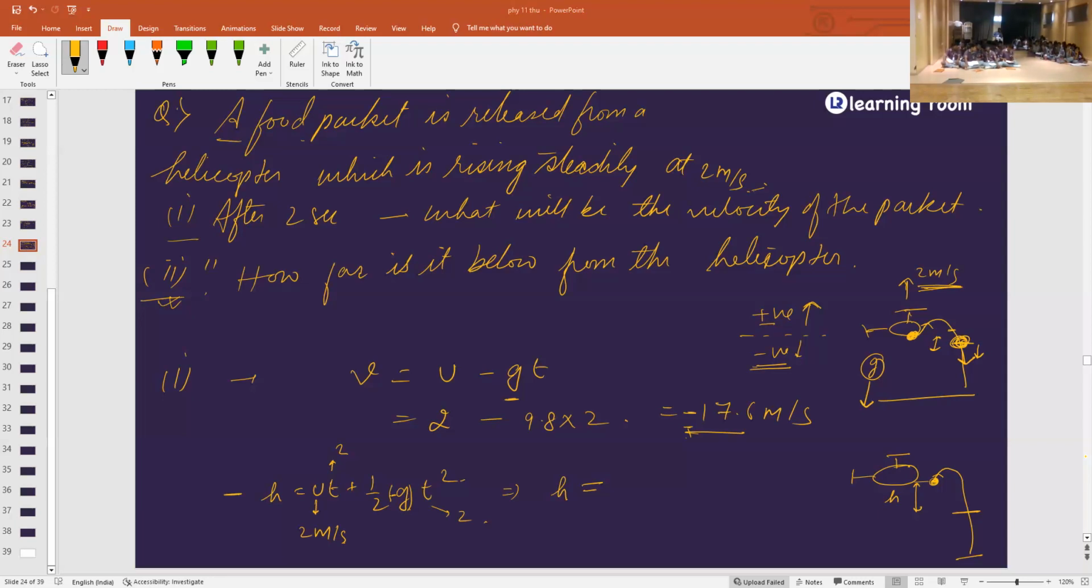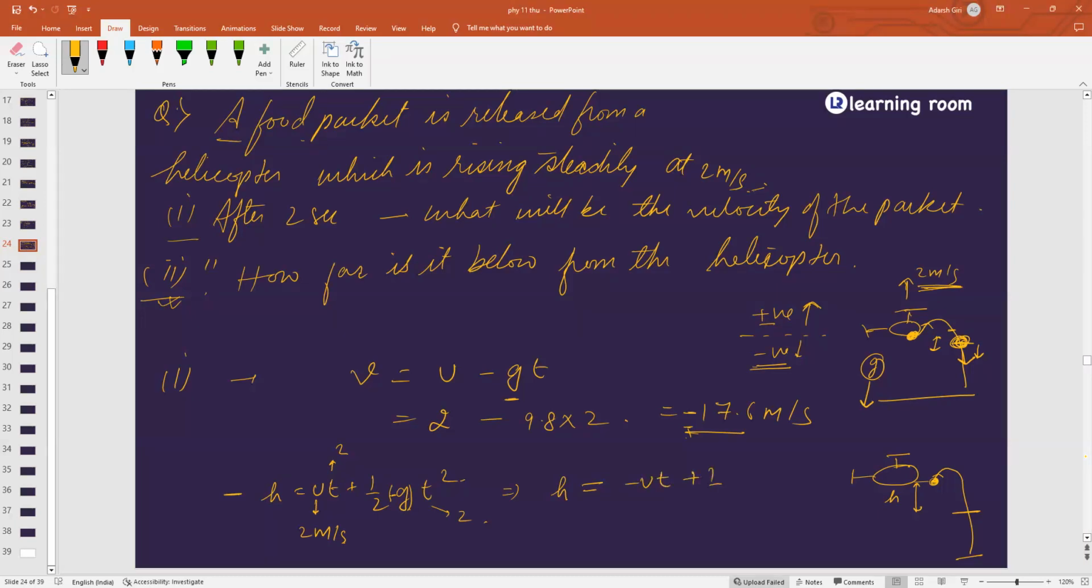Sir, minus 98 or so. Minus 98? How are you solving this? Height is minus, u into t plus half gt square. If you take the minus on the other side, u is 2, so 2 into 2 plus half into 9.8 into 2 square. You'll get 15.6. Are you getting 98 meters? You'll get 15.6 meters.